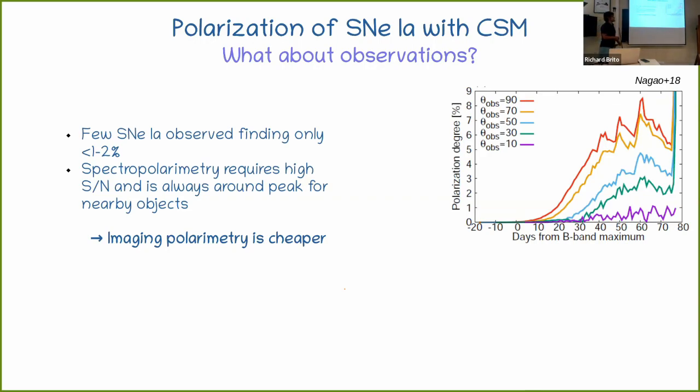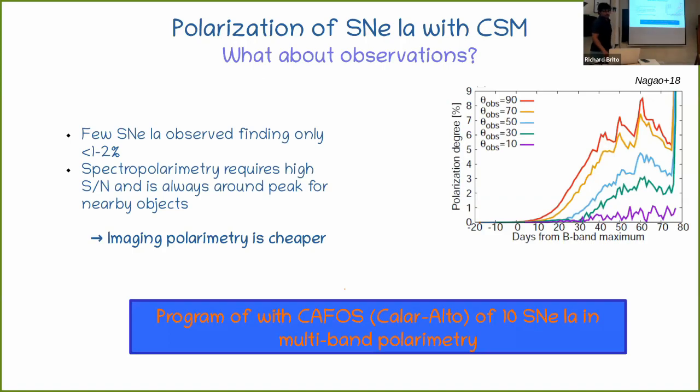So maybe imaging polarimetry is better and it's cheaper, and that's why we are having a program to observe supernovae with CAFOS, which is an instrument in Calar Alto in Spain. We have already observed around 10 type 1a supernovae, and 2 of them are very reddened with a lot of extinction, so probably good candidates for this circumstellar material around them.